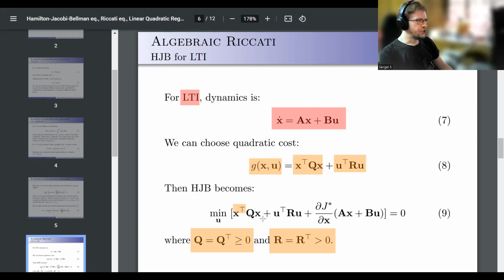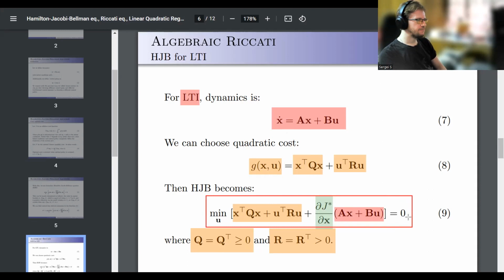So we substitute into HJB, and this is what we get. This is our instantaneous cost. This here is our partial derivative of the optimal cost with respect to x. Okay. And this here is our f(x), so x dot. All right, so this is what we get. And ultimately, this is what we wanted to arrive at. This is HJB, but for linear systems.